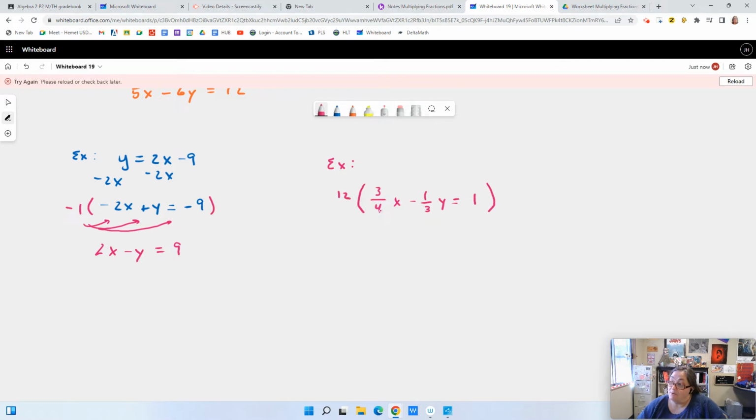12 divided by 4 is 3, and 3 times 3 is 9. This would give me 9x. 12 divided by 3 is 4, so this would be minus 4y equals 12 times 1, which is just 12. And I got rid of all of my fractions. And is it in standard form now? Oh, yes, maybe. Yeah.